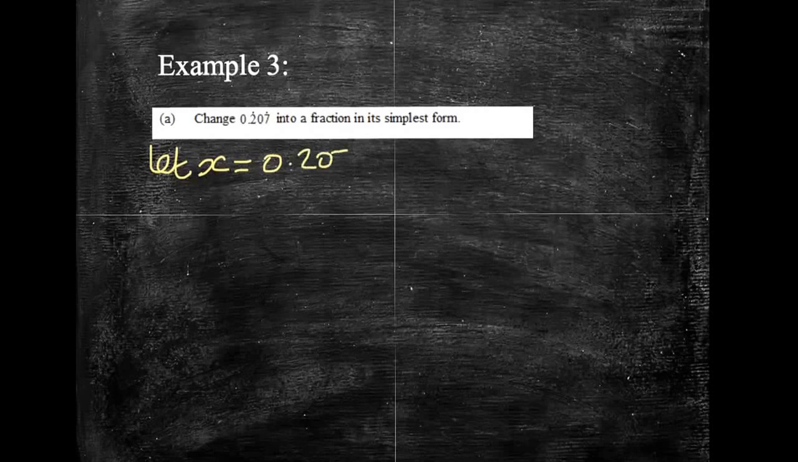In this example, we're going to look at changing 0.207 into a fraction in its simplest form. Now, 207 all recurs. So if we said let x equal 0.207 recurring, if I multiplied it by 10, I would get 2 point. Before I do that, let's just see if we can think about what this means. So this is 0.207, 207, 207, and so on.